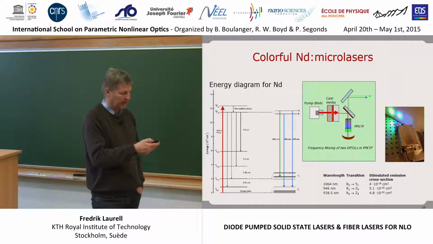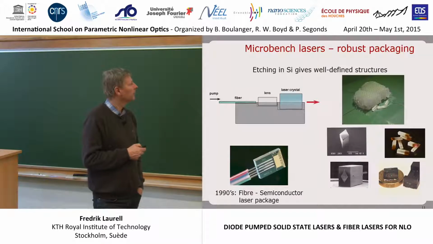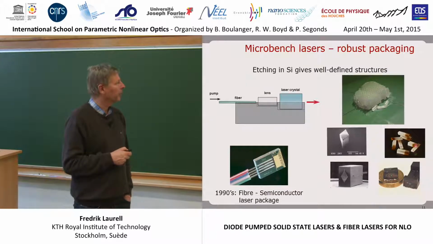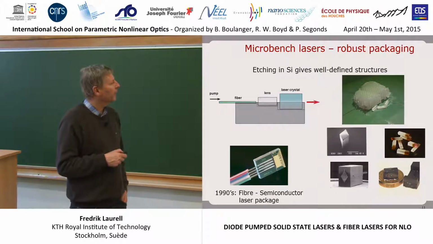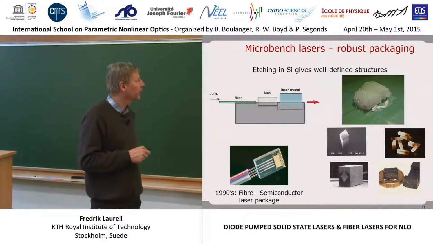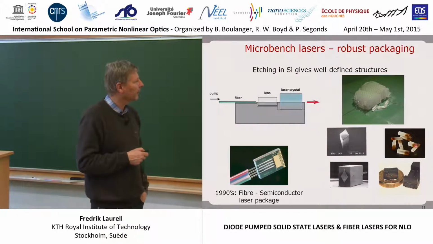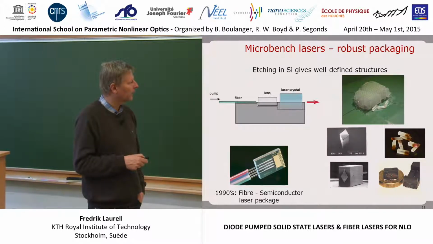So when you buy green lasers, they are almost always done with this transition here of neodymium. And I also mentioned that we can package them quite effectively. So we are talking about small crystals to make micro lasers. And here is a wafer of yttrium vanadate, and we can cut it up in such small pieces.